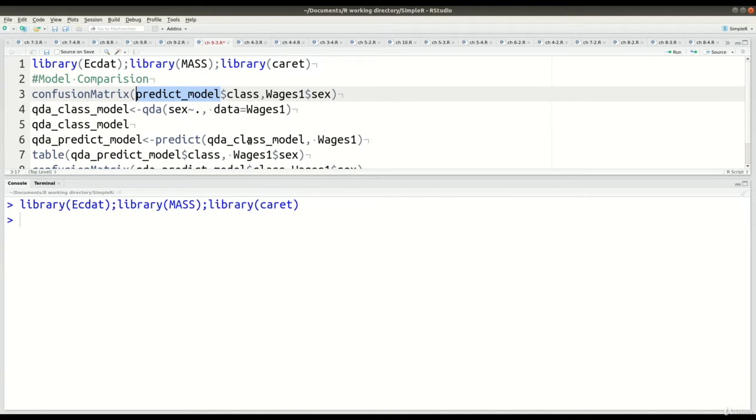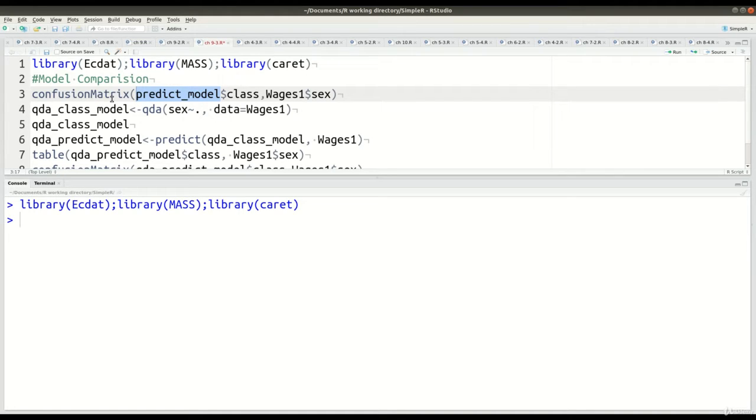We made this previously when we did a linear discriminant analysis in the previous video. We were trying to predict someone's sex based on the other variables in the wages 1 data set. Now that we've already completed that, we're going to look at the confusion matrix, which is actually the name of a function inside the caret package, and it gives you a lot of output.